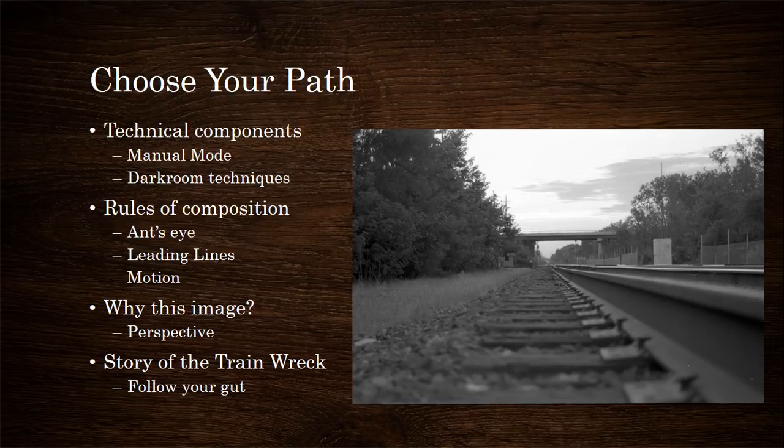The first rule of composition I used was an ant's eye view. I laid down on the ground to create a view that you are not used to seeing. This then led me into leading lines. This composition was achieved by getting close to the train tracks and using them to lead the viewer from the lower right corner of the image to the upper middle of the image. This also creates a sense of motion for the viewer as they look at it.